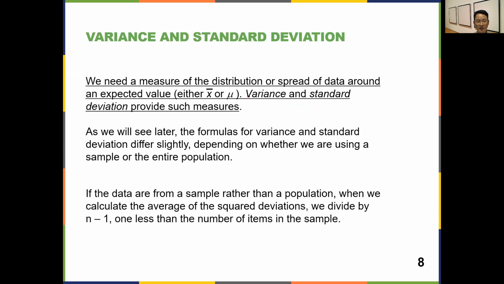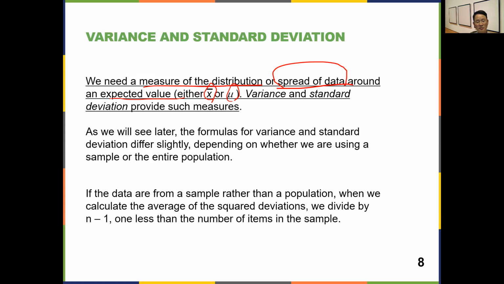So, I mean, it says it right here. We need a measure of distribution, a measure of variation. It's the same thing. In plain words, it's the spread of the data around the expected value, either x bar or mu. What is that supposed to mean?